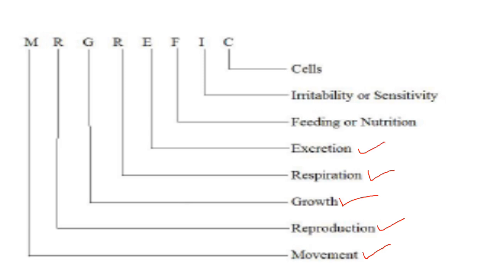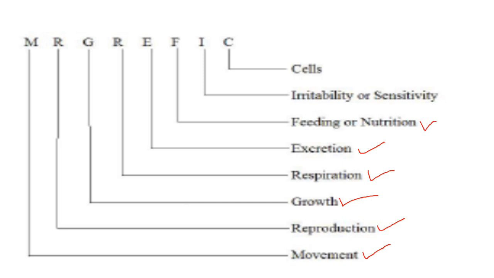Excretion. All living organisms must excrete. As long as you are a living organism, you need to excrete. Excretion is just the removal of toxic metabolic waste products. These products are not wanted, that's why we need to remove them. That is excretion.